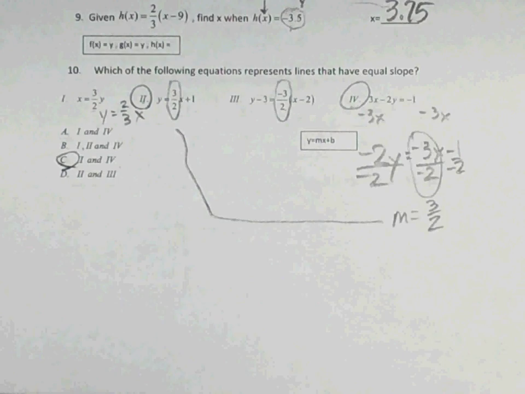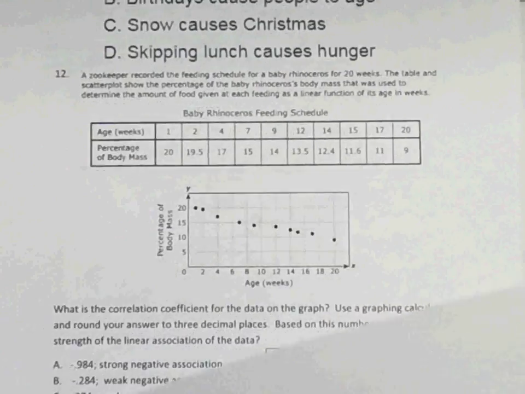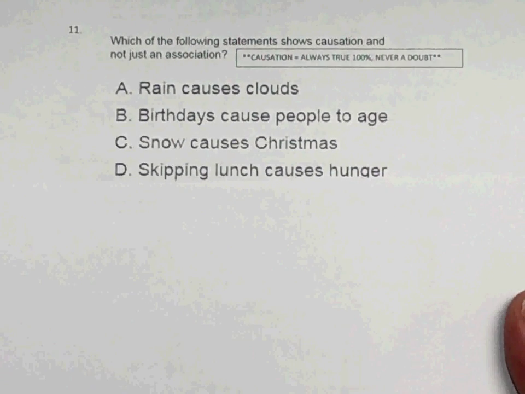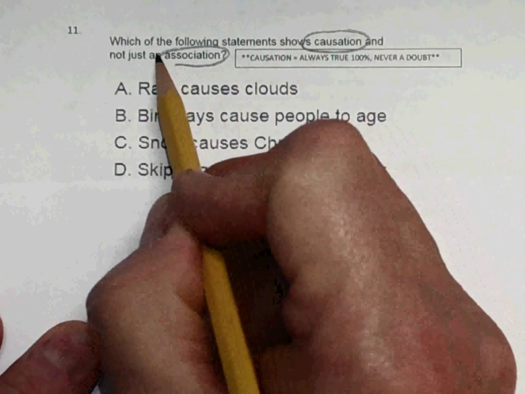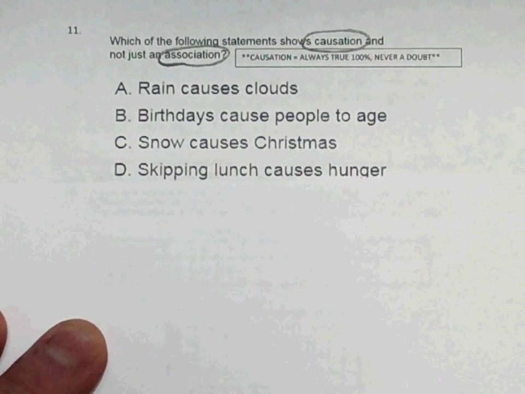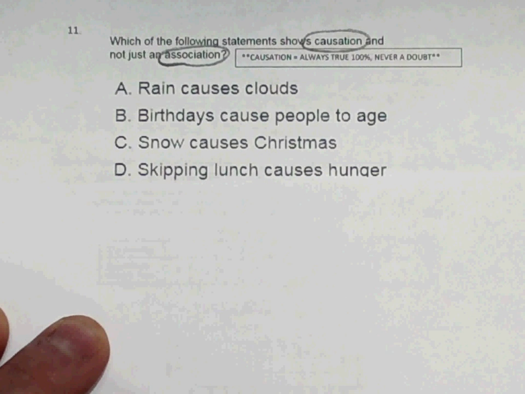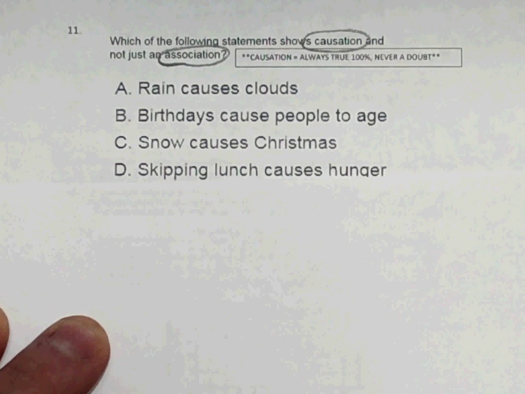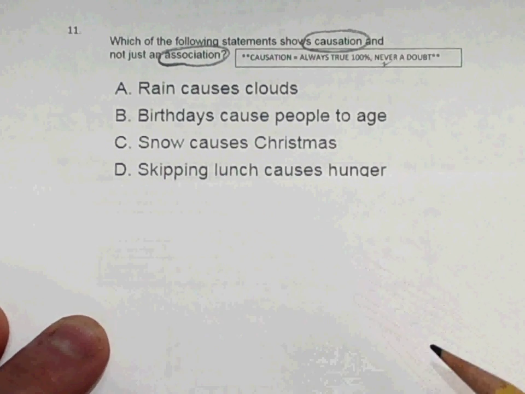All right, the last two problems we really haven't talked about in class, so they're kind of like mini lessons, but I think you guys are going to be able to get this, okay? The first thing is going to be causation versus association. Now, whenever you're dealing with these two, a causation is if one thing happens, the other has to happen. I mean, there's 100% never a doubt. Okay? One will always make the other.